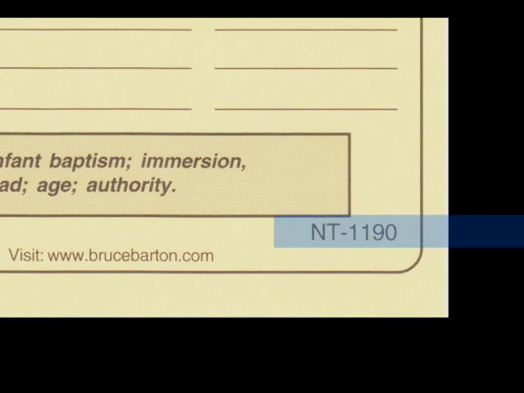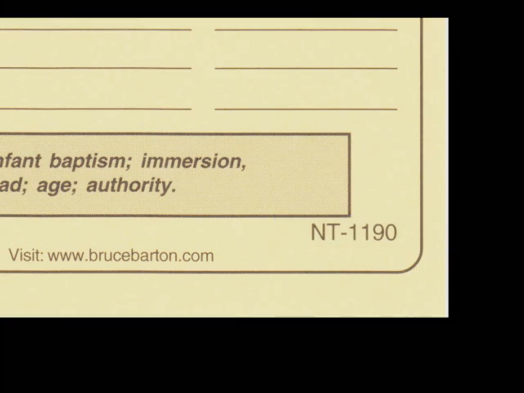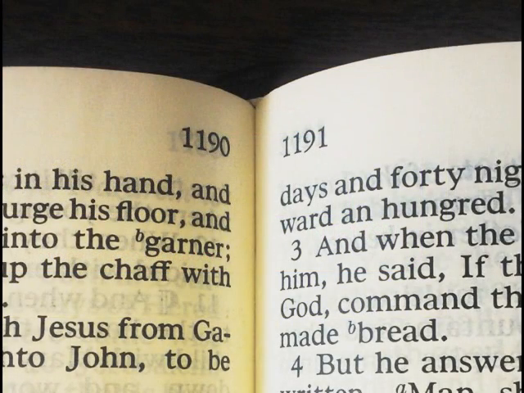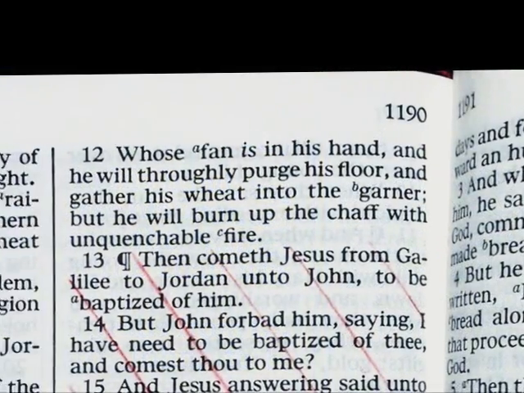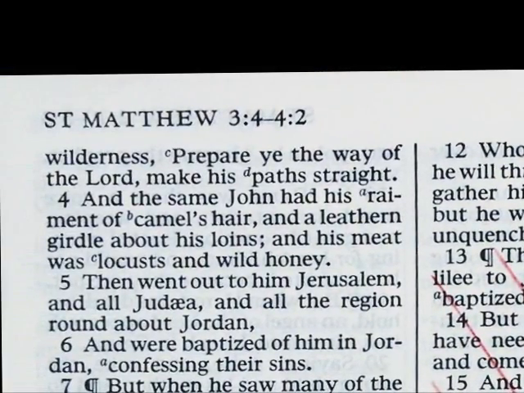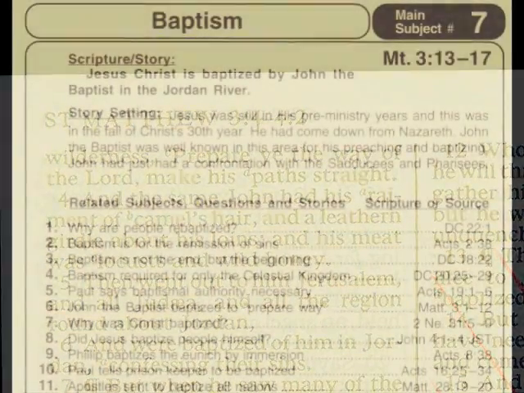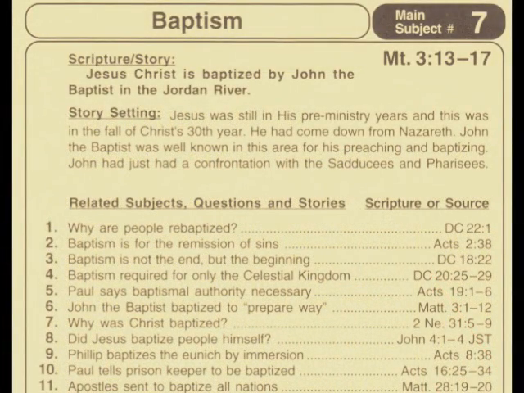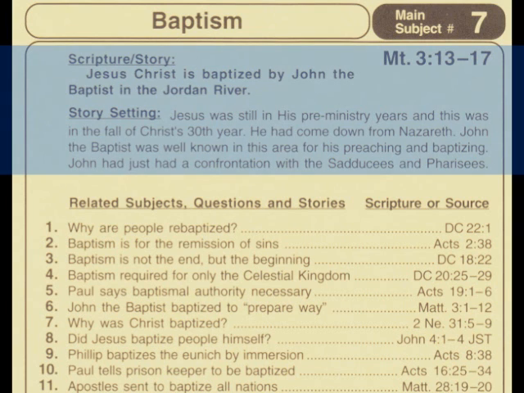NT-1190. So this MS page should be installed in your scriptures in the New Testament between pages 1190 and 1191. You'll notice page 1190 in the New Testament is Matthew chapter 3. At the top of every MS page is a scripture or story, and the setting for that story which is associated with that main subject.